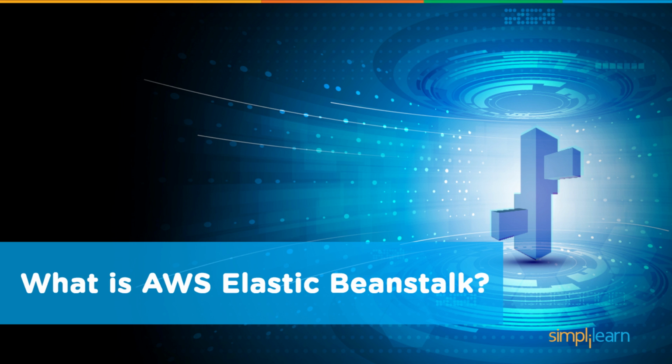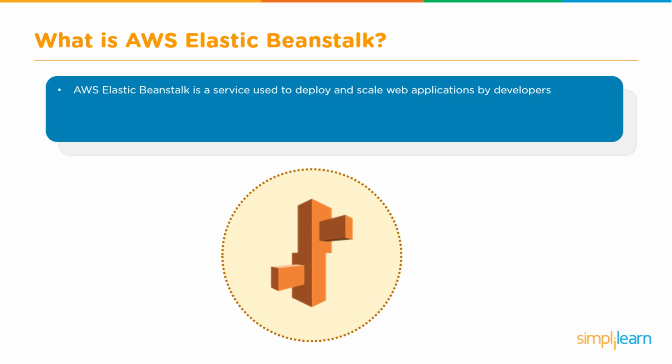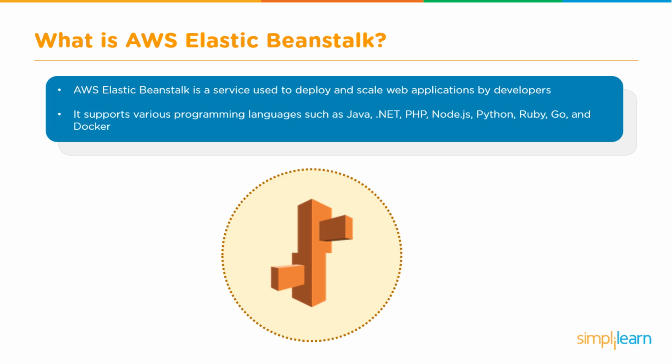Now let's understand what is AWS Elastic Beanstalk. AWS Elastic Beanstalk is a service which is used to deploy and scale web applications by developers. Not only web applications, any application that is being developed by the developers. This is a symbol representation of AWS Elastic Beanstalk. Along with that, AWS Elastic Beanstalk supports the programming languages and runtime environments Java, .NET, PHP, Node.js, Python, Ruby, Go, and Docker. And in case you're looking for any other programming language or runtime environment, then you can make a request with AWS to arrange that for you.